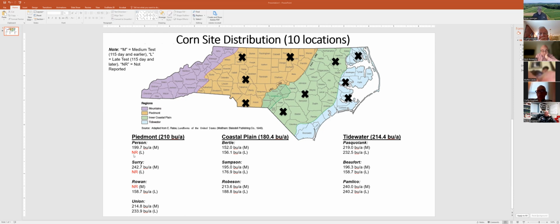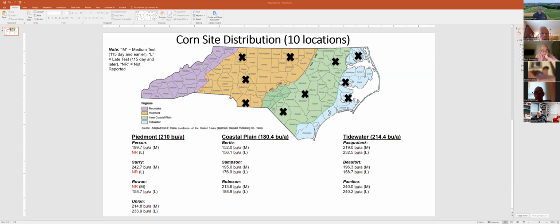We lost this late test in Person. This is in a lower lying area. Water came up after planting, so we lost that test because those hybrids got drowned out. In Surry County, we had some excessive rainfall after planting, and we actually saw denitrification. So very, very poor yields just because that soil didn't hold on to that nitrogen.